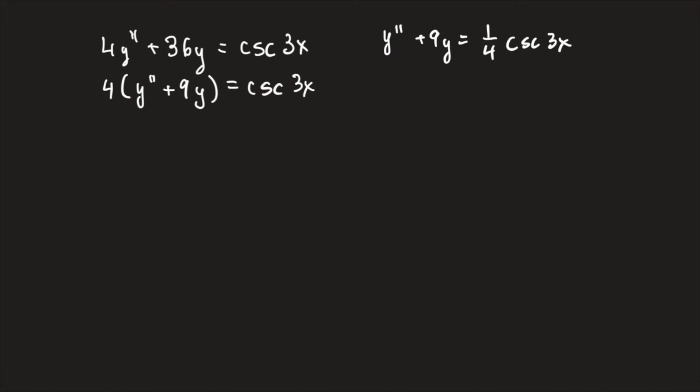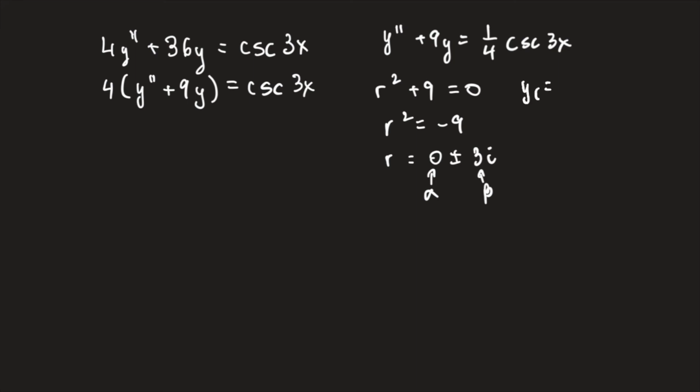One difference is that y sub c is now going to have imaginary roots. Because if I write this as r squared plus 9 equals 0, my homogeneous equation, I have r squared is equal to negative 9. So r is equal to 0 plus or minus 3i. Now 0 is my alpha, 3 is my beta. So y sub c is equal to c1 cosine of 3x plus c2 sine of 3x.